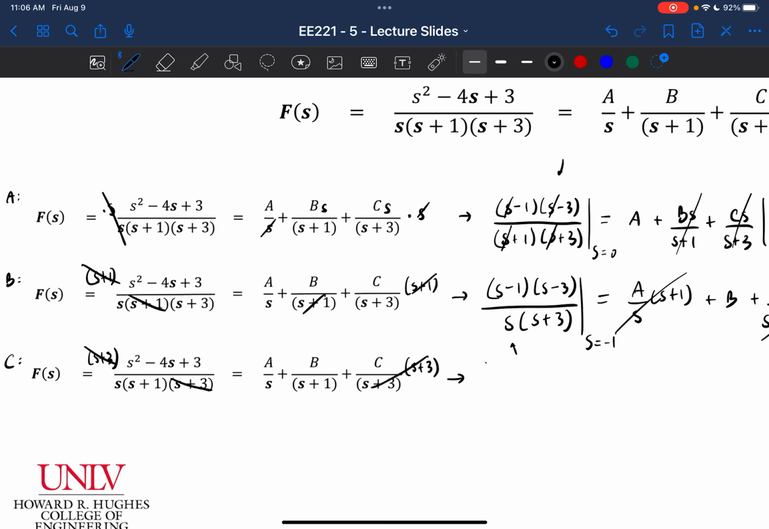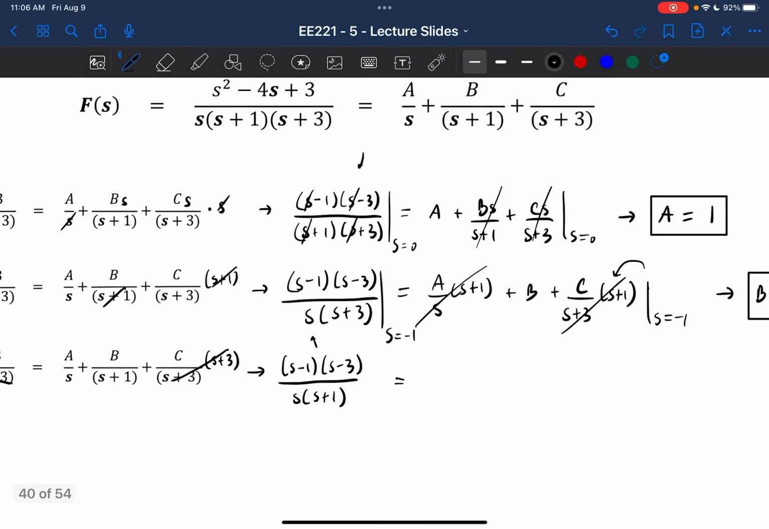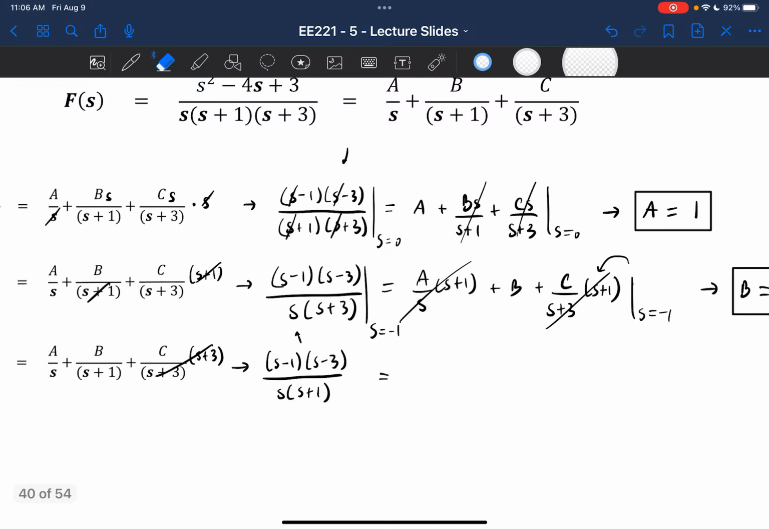And so if we rewrite this, it'd be s minus 1, s minus 3, and on the bottom, it'd be s times s plus 1. That's going to be equal to, let me clean some of this up, got some extra mess here. That's going to be equal to A times s plus 3 over s plus B times s plus 3 over s plus 1 plus C.